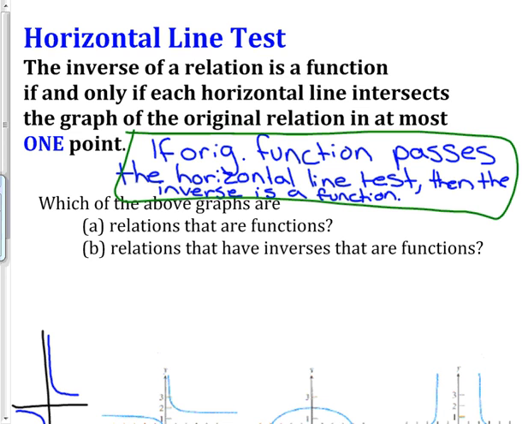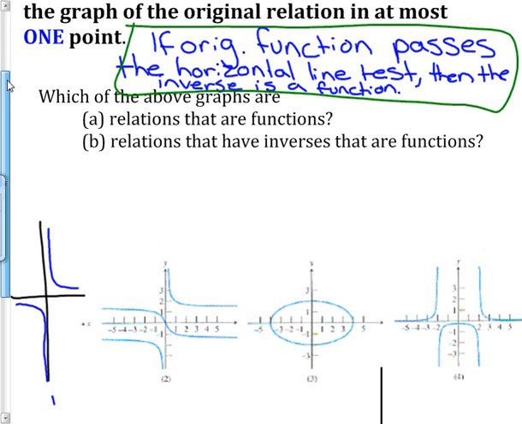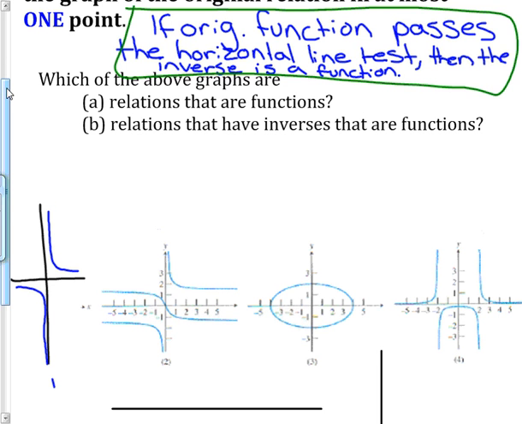All right, so let's look at a few functions here. First of all, let's look at this guy here. Okay, the blue, you were still copying that? All right, I'll leave this high enough so you can see it. Does this pass the vertical line test? The blue, remember, we're talking about blue lines here. Does that pass the vertical line test? Yes, it does. So it's a function, right?